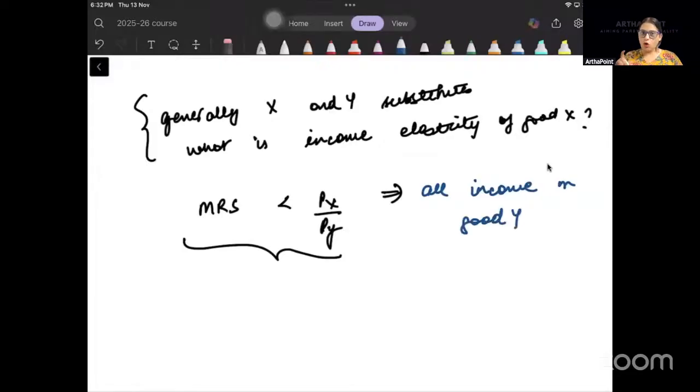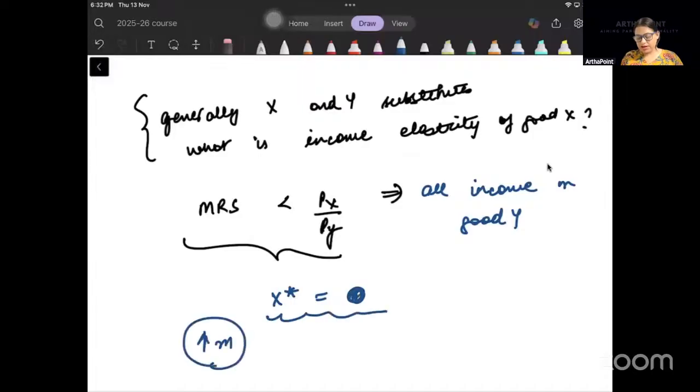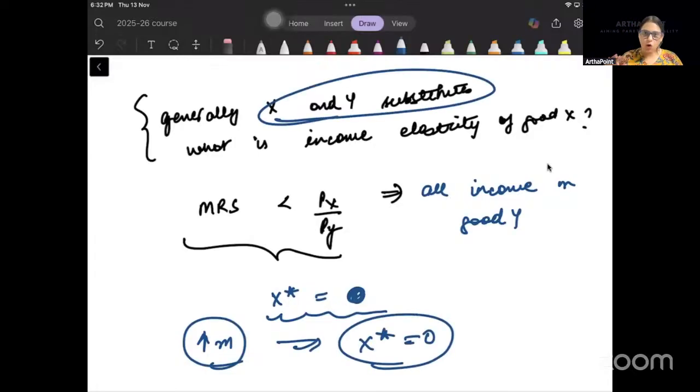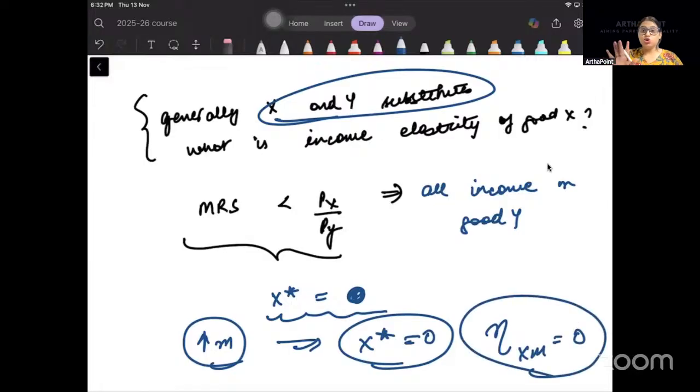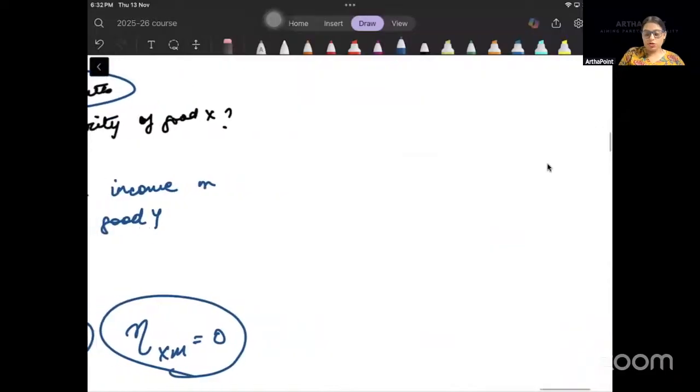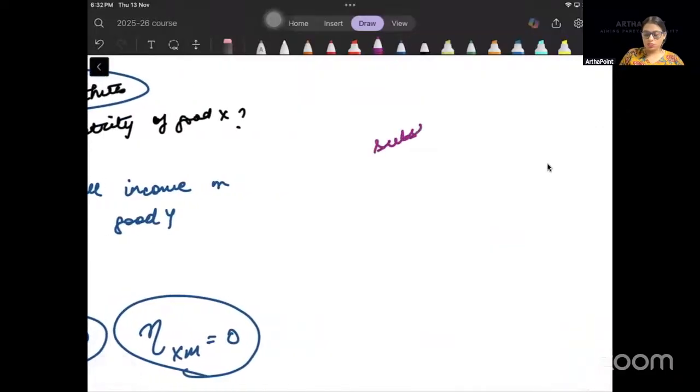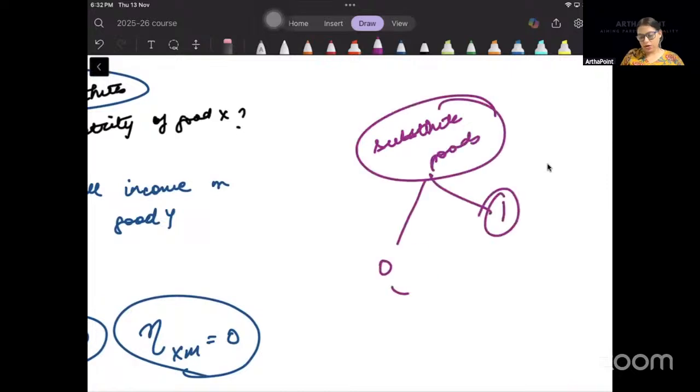अब when you will spend all your income on good Y, अगर सारा खर्चा good Y पे हो रहा है, so my X star will be 0. I am not demanding any X. तो even when my income will increase, still my X star will be 0 क्योंकि X and Y are substitutes. Then also I will spend all my income on good Y. तो income elasticity will also be 0. तो हाँ, generally speaking, when we talk about substitute goods, then income elasticity can be 0 also and 1 also. ठीक है? It can be anything in between also.